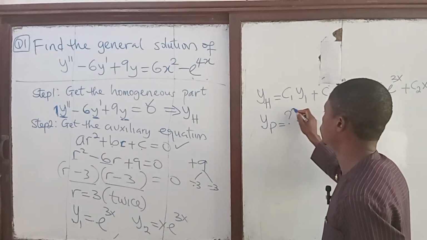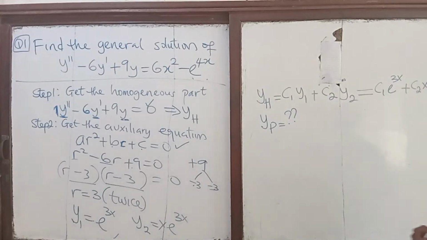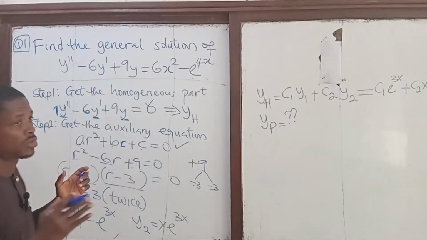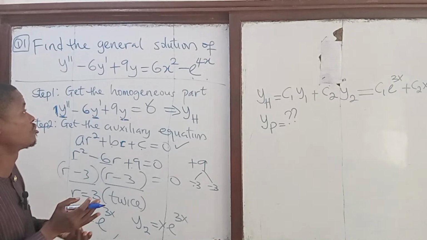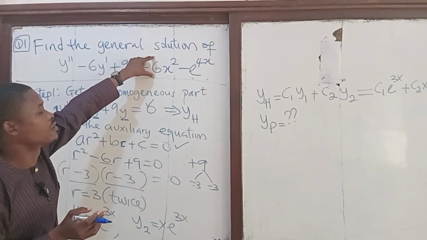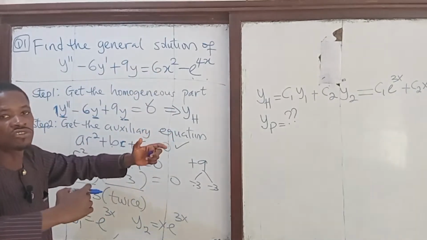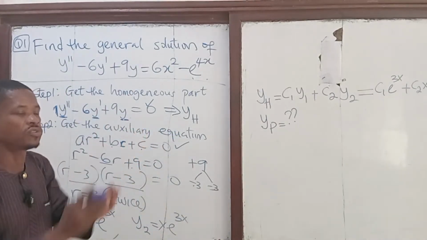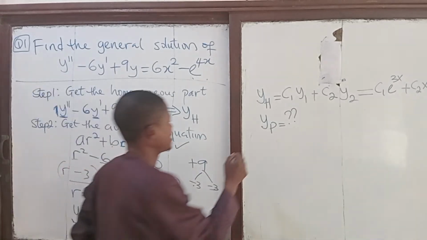How can we get the particular solution? How do we do that? What we are going to do is discuss the superposition principle. The superposition principle is just for us to split these functions into separate functions, get their respective particular solutions, and add them together. So we are going to do this.